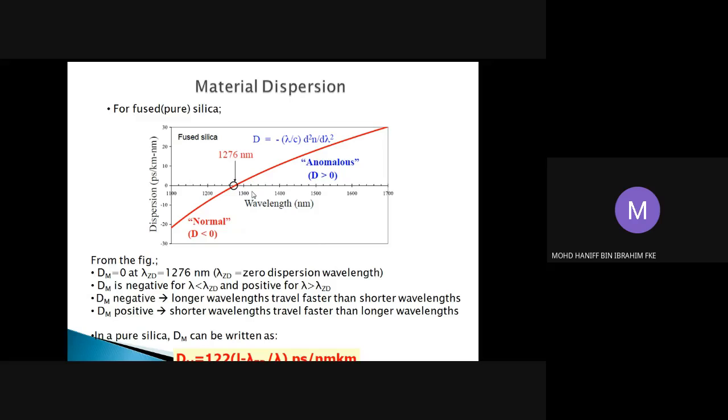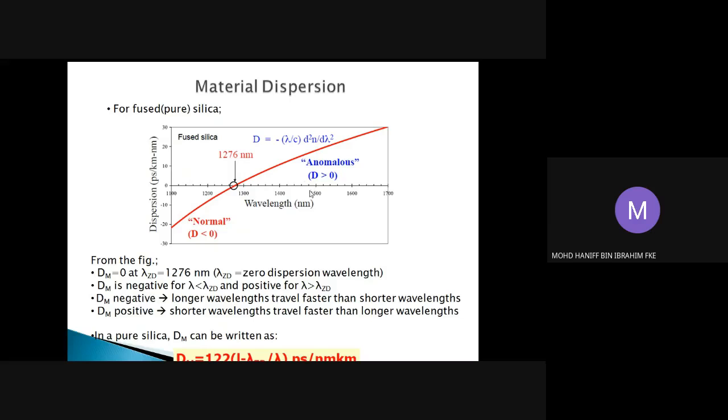This is obtained from the experiment done by the manufacturer, and they found out that the zero dispersion wavelength for a silica-based fiber will be obtained at this wavelength, a single wavelength of 1276 nanometer.